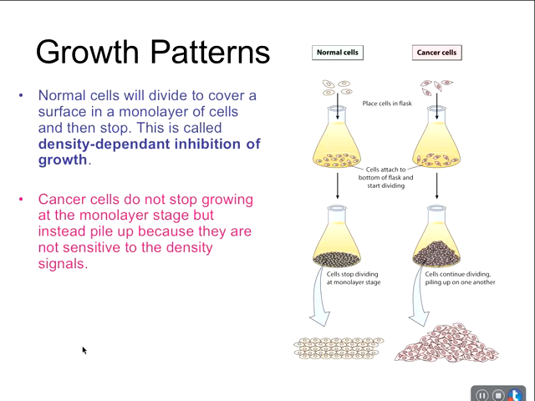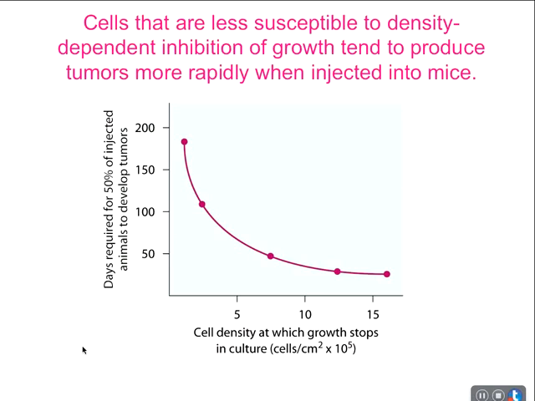No. But if we were to inject those cells, is it likely to form a tumor? Absolutely. And in fact, the experiment has been done here. Cells that are less sensitive to density-dependent inhibition of growth, the cells that pile up, they don't care about density, are much more likely to form tumors rapidly when injected into mice.